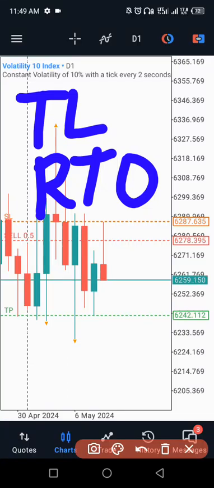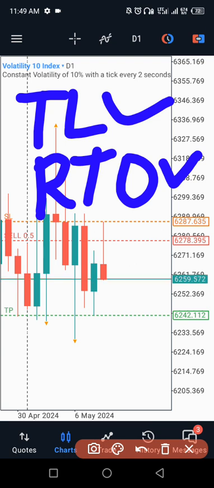In today's video we'll be talking about the trend line and the return to order block strategy. All right, if you know what a trend line is and what an order block is, in today's video I'll be showing you how to combine the two concepts together to take any trade on the volatility 10 index market or any other market aside from the volatility 10 index.